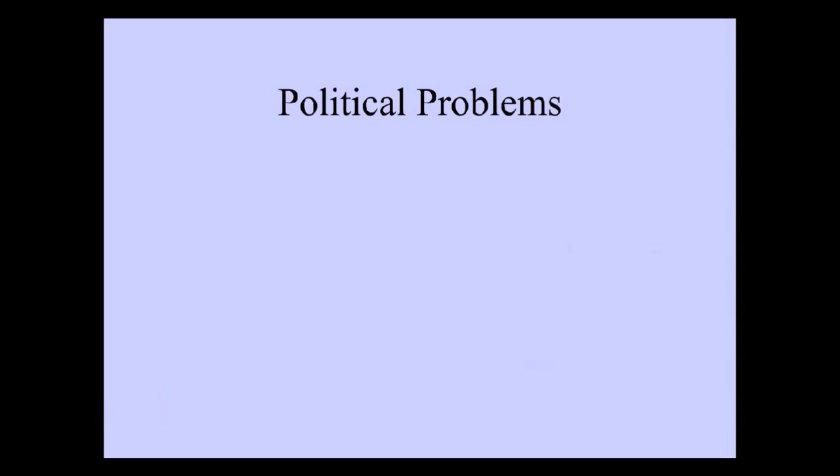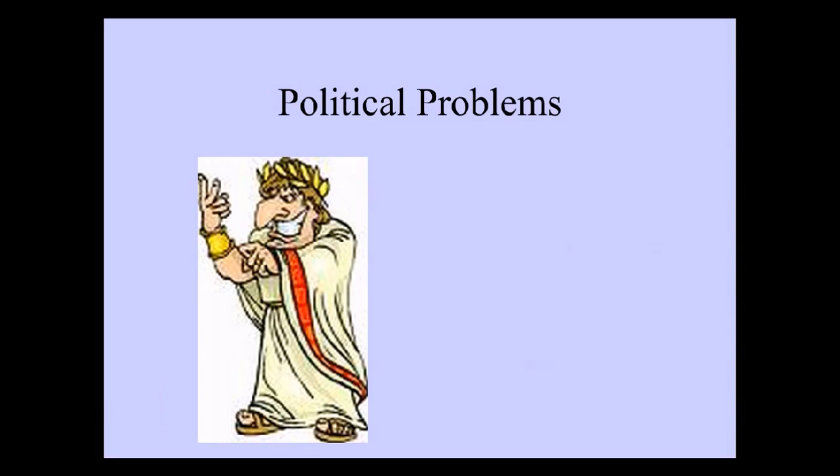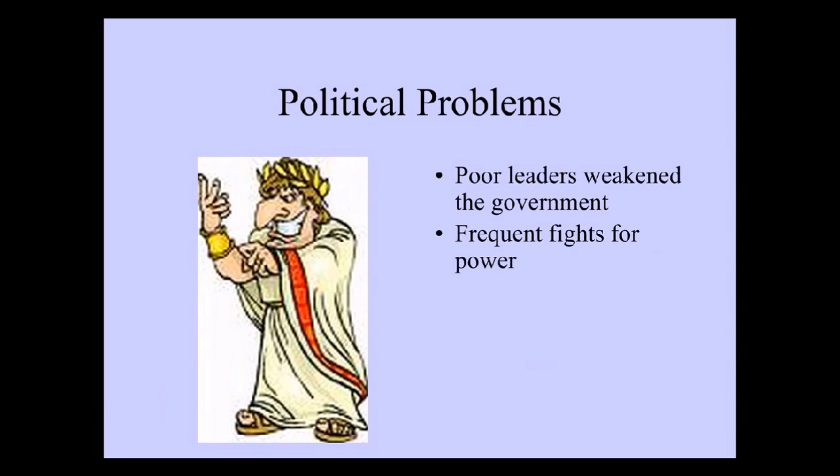So your political problems. We're going to break down the reasons for the Roman Empire's decline to political, economic, social and military. And right now we're looking at political problems. Poor leaders are going to weaken the government. So we looked at one example of that, Commodus, but over a long period of time, the Roman Empire is going to have trouble picking out really good leaders. Soon there's going to be a lot of fights for power, civil wars, people being assassinated, lots of violence.